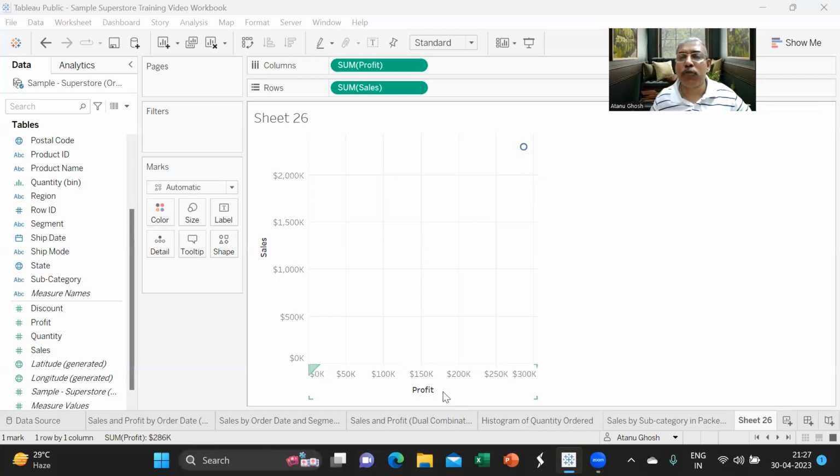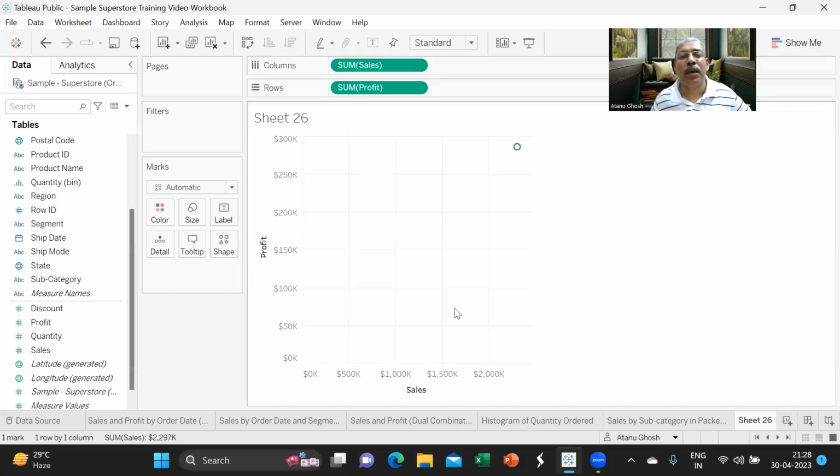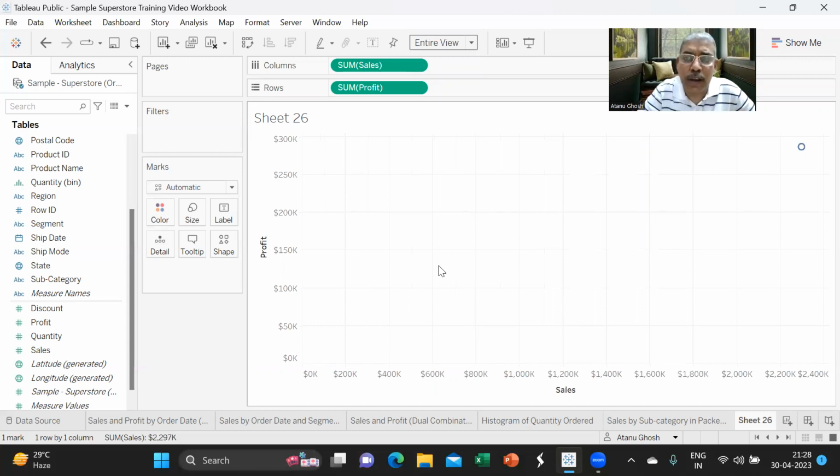We also want to decide which will be the independent axis and which will be a dependent axis. It will make sense to make sales the independent variable and profit the dependent variable, because we want to see what happens to the profit when you increase the sales. So let us swap the two axes. So now we have sales and profit. Let's make this entire view. And now we are ready to figure out the dimension against which we want to see this.